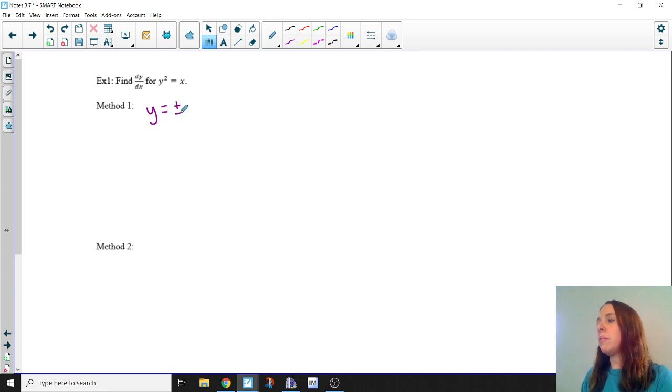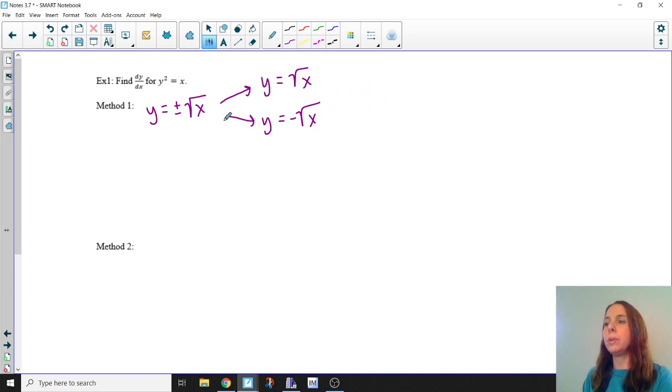But what I get out of that is y equals plus or minus root x. And so what I really have here are two functions that make this curve. I have y equals the square root of x, and I have y equals the opposite, negative square root of x. And so, do you have to actually write a derivative twice? No, you could bring along the plus or minus in your differentiation to get your derivative.